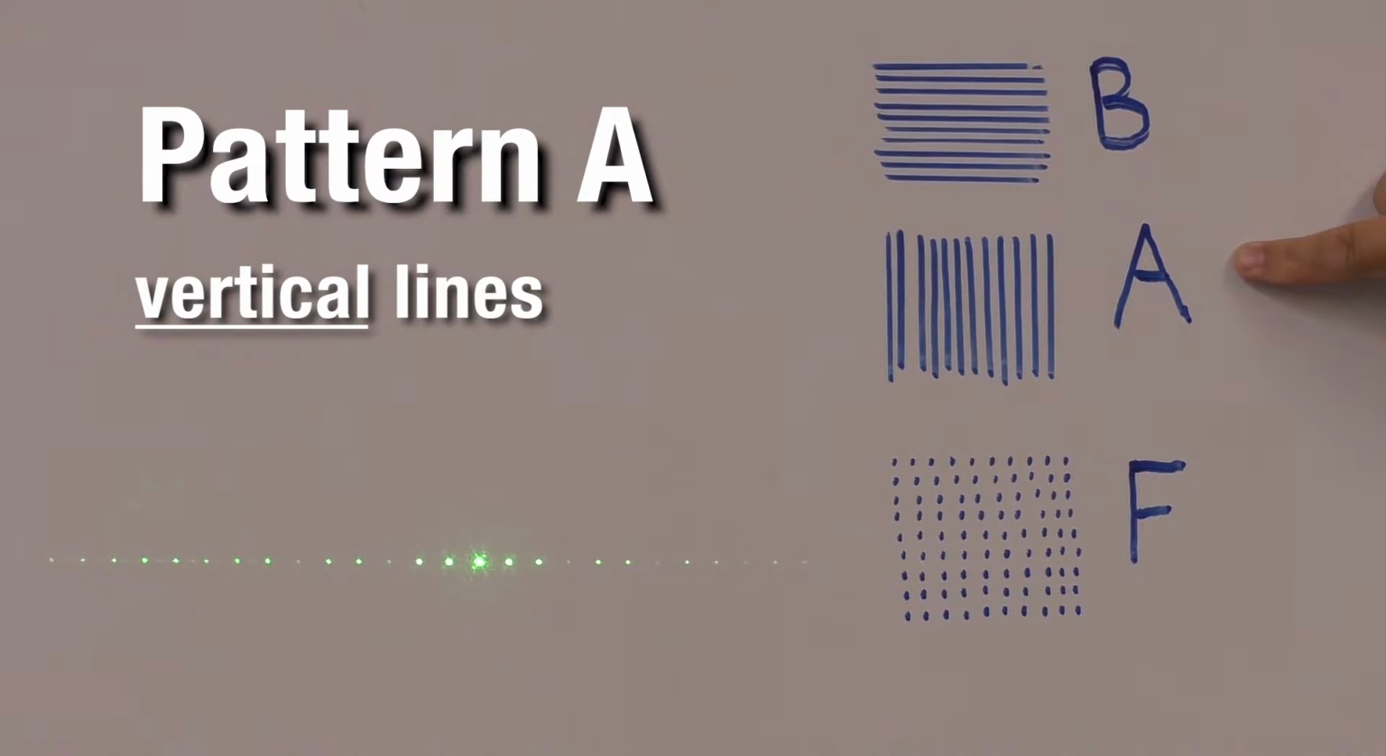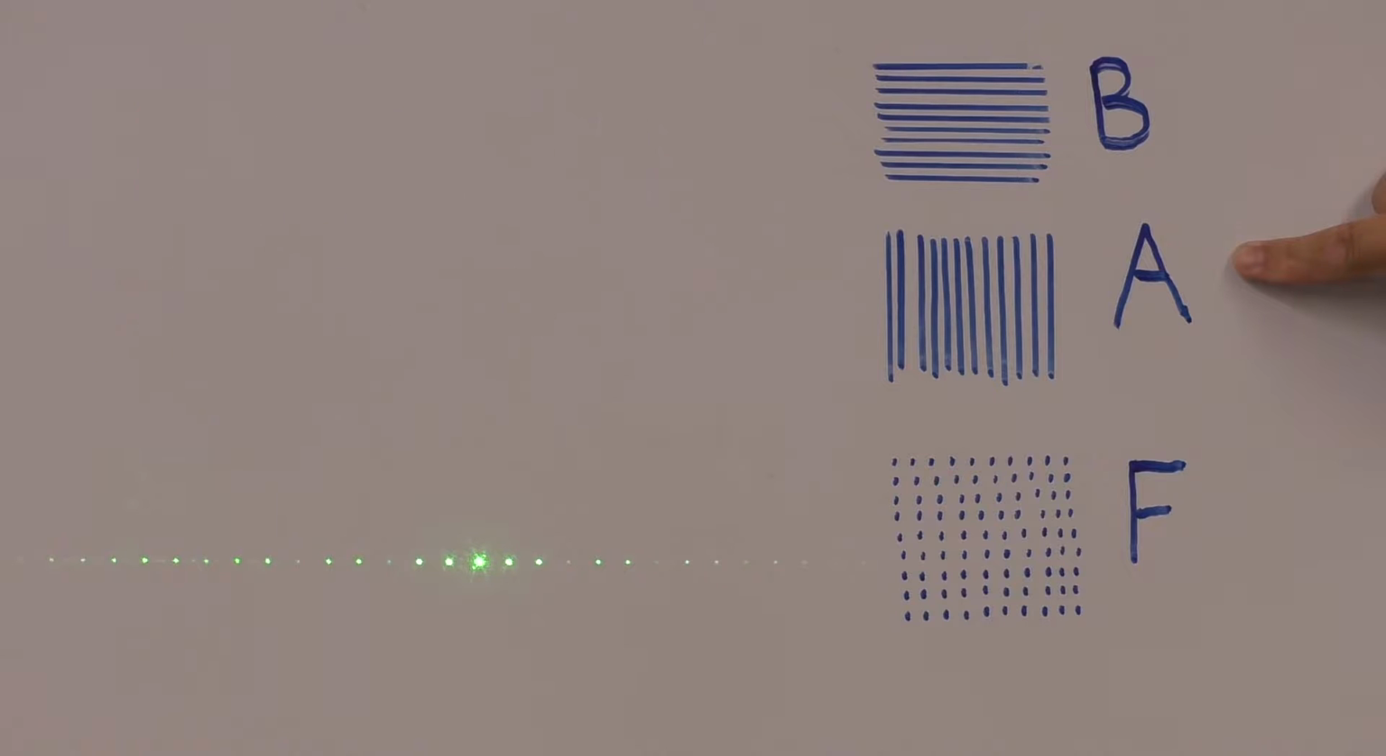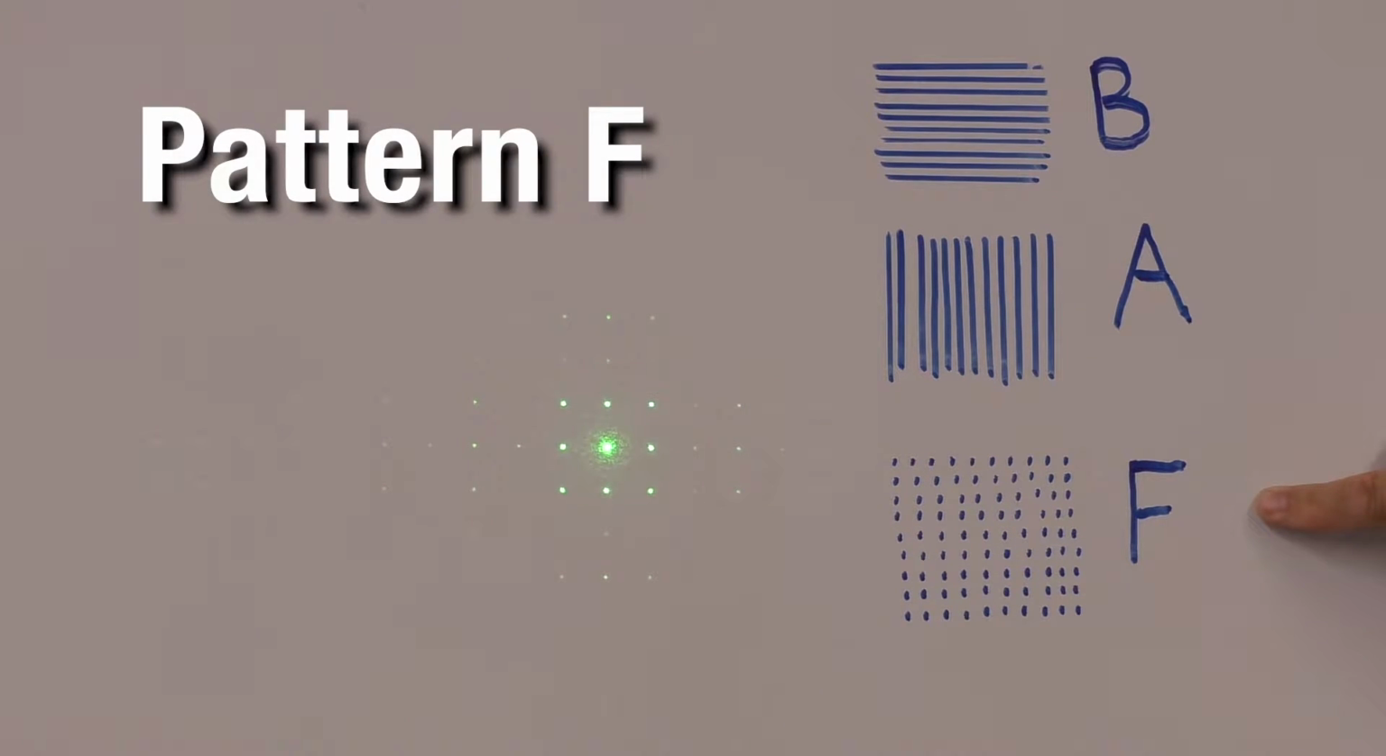which is a set of vertical lines. So the green spots on the screen are what happens when you shine that laser light through a set of vertical lines on a slide. And now I'm going to move it back to pattern F, which is sort of an intersection of both horizontal and vertical lines. And that is what you see in pattern F.